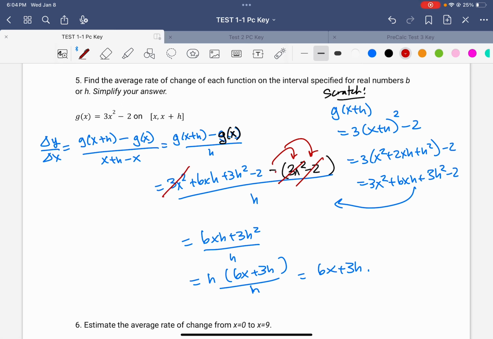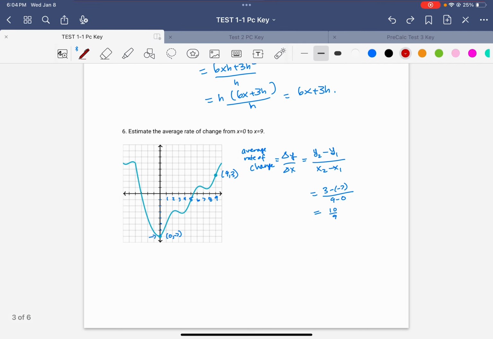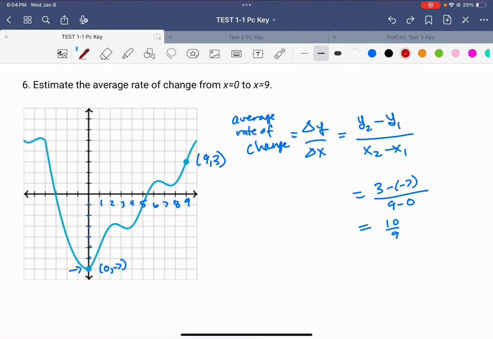A minus a negative is the same as a positive, so those two cancel out. So all you're left with is this, but then you factor out an h out of everybody at the top, and so you get that, right? And there you go.